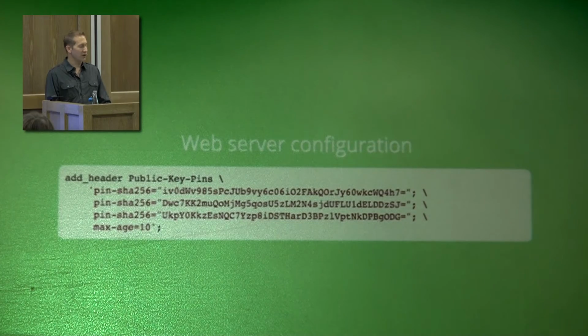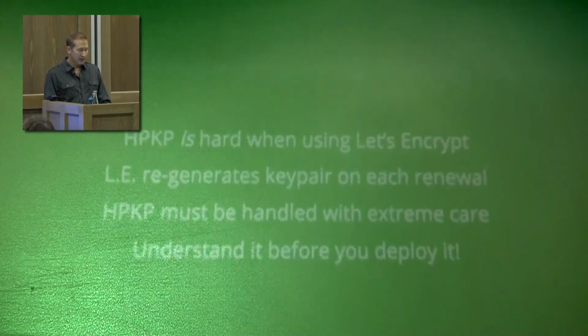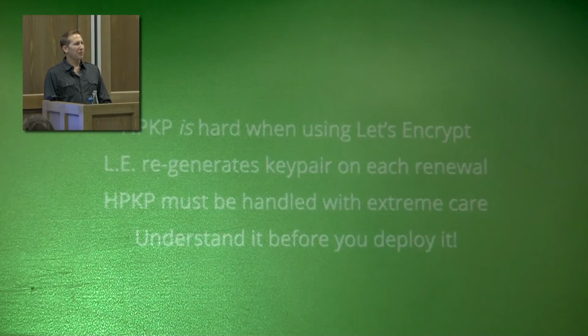The web server configuration is pretty easy. You simply are pointing to the SHA-256 hashes of the files that you've generated. And the other thing is that public key pinning is really hard when you're using Let's Encrypt. Let's Encrypt regenerates the key pair each time, for every 3 months or whatever that interval is. It does that each time. And the last thing that I'll mention is that the consequences are much more significant.